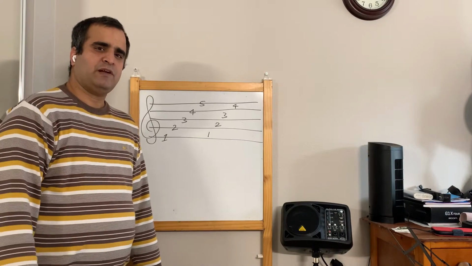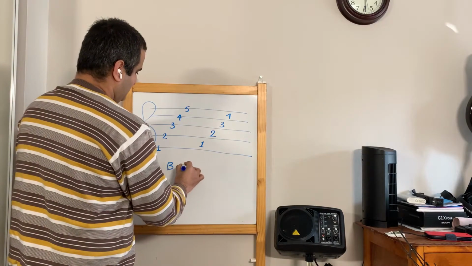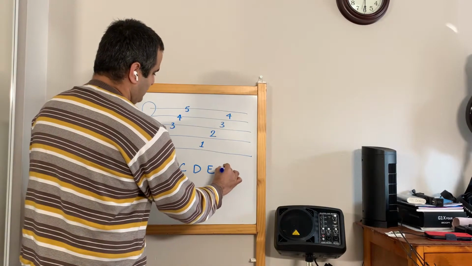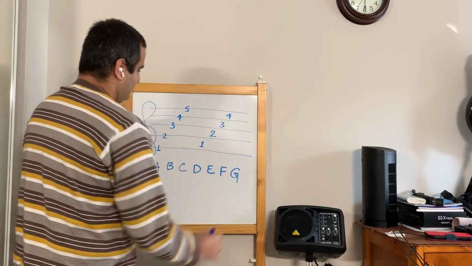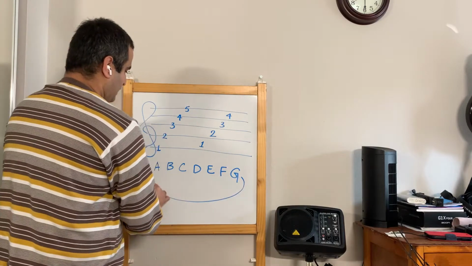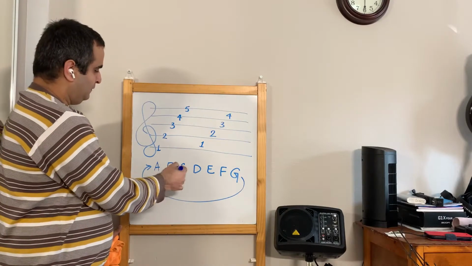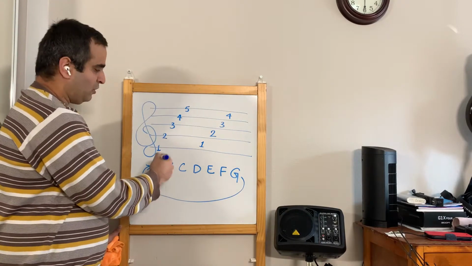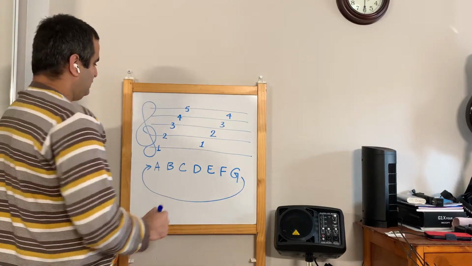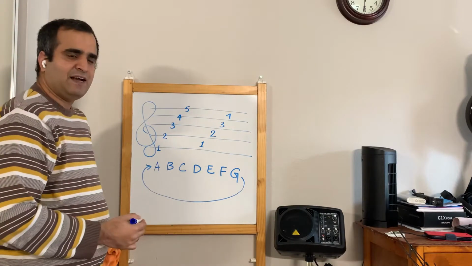So in music typically we have 7 notes: A, B, C, D, E, F, G, right? And after G, we again repeat the same sequence, right? So it goes back to A, B, C, and so on. There are a few notes in between, any two notes here. We will talk about it in our advanced lessons, right? For now, these are our main notes, right?